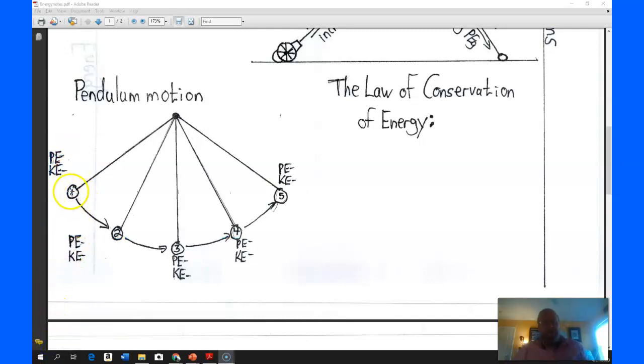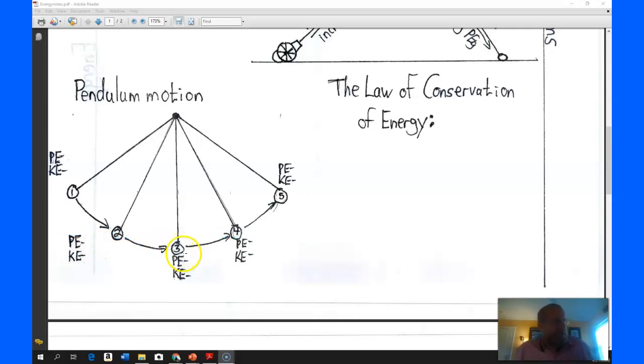Alright, on the way down, at position 2, potential energy is decreasing because it's getting lower and lower. Kinetic energy is increasing because it's starting to pick up some speed on the way down. So PE decreasing, KE increasing. Write that down.